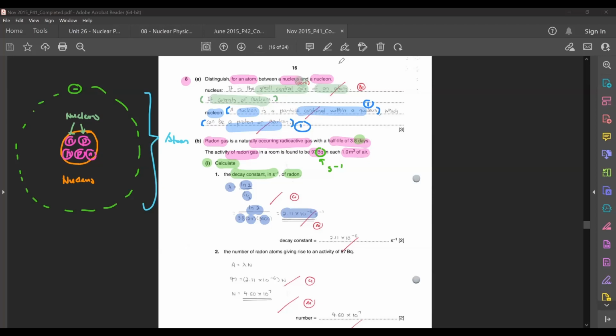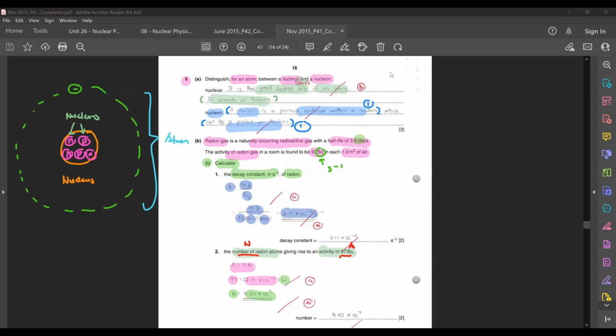And then after that, the next one will be, what is the number of radon atoms that gives rise to an activity of 97 becquerels? So here, there is mention of number of atoms, and then there's mention of activity. The thing that relates those two is A equals lambda N. So here, activity is 97, decay constant is 2.1 times 10 power minus 6. Find out what is N. N is 4.6 times 10 power 7.